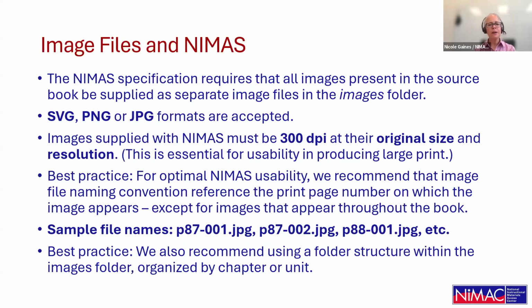Next, I want to talk about the image files for NIMAS. Again, the technical specification does require that all images present in the source book be supplied as separate image files in the images folder. SVG, PNG, or JPEG formats are accepted, and the actual quality requirement is that the image files must be 300 dpi at their original size and resolution. And this has a really significant practical impact because it's essential for usability in producing large print. We want to ensure that the images that are supplied can be used to generate that accessible format.